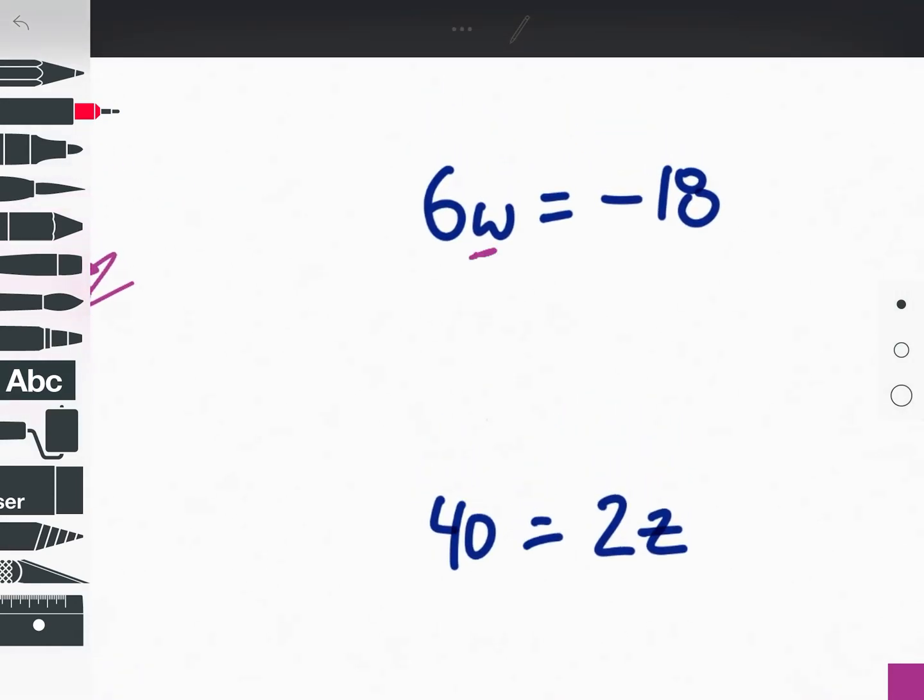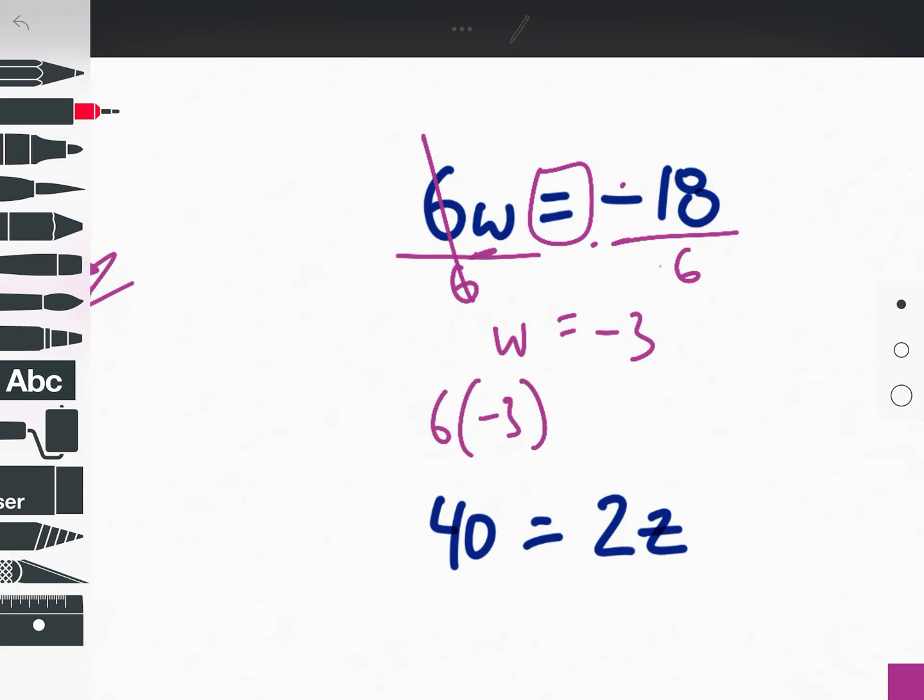All right, let's check this guy. 6w, okay? So the 6 and the w being multiplied, so to undo that, I am going to divide both sides by 6. As long as I do it to both sides, it's going to stay equal. So 6 over 6 is 1, so I'm left with 1w equals negative 18 divided by 6. Now 18 divided by 6 is 3. A negative divided by a positive will be negative. Let's see if it's true. 6 times negative 3 is negative 18. Totally true. Fiery check mark.